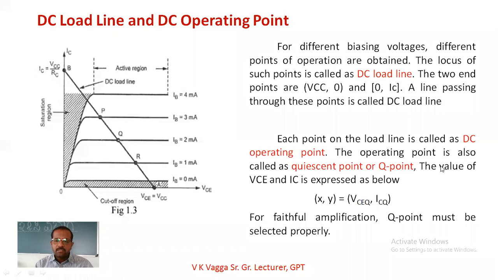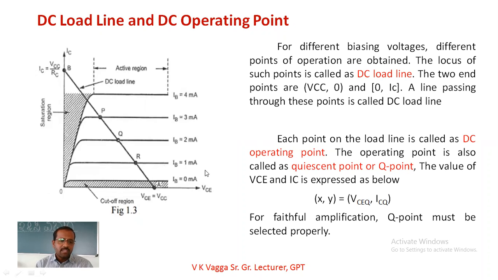If you take the value of VCE and IC, it is expressed as the point x comma y equal to VCEQ comma ICQ. The x value VCEQ is the point on the x-axis, and the y value is concerned with the y-axis. What this Q is indicating is the quiescent point or the operating point here. And in order to get faithful amplification, this Q point must be selected properly. So this is all about the DC load line and the DC operating point here.